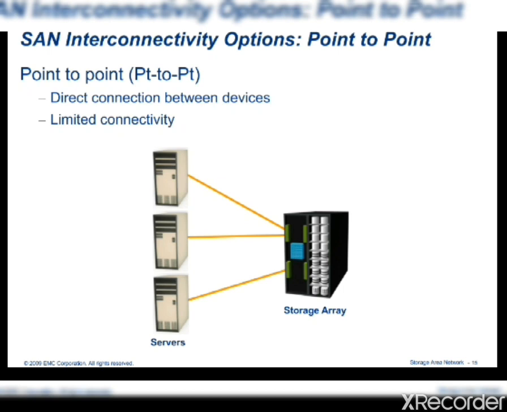Hence it is called point to point, and it is the simplest Fiber Channel configuration. This configuration provides a dedicated connection for data transmission between nodes. Since two nodes are connected directly to each other, the transmission line or the connection between them is dedicated.